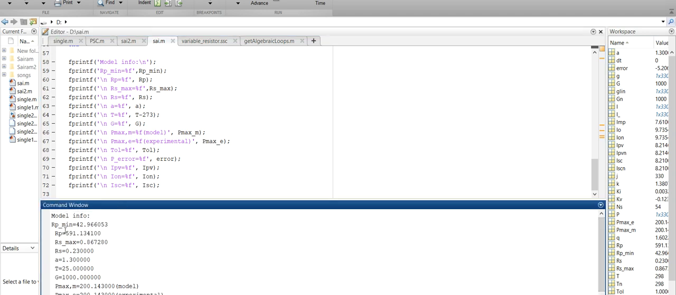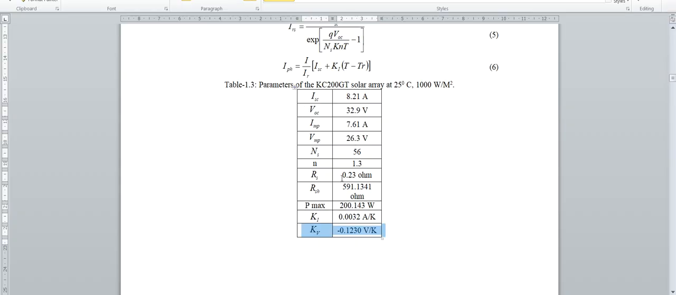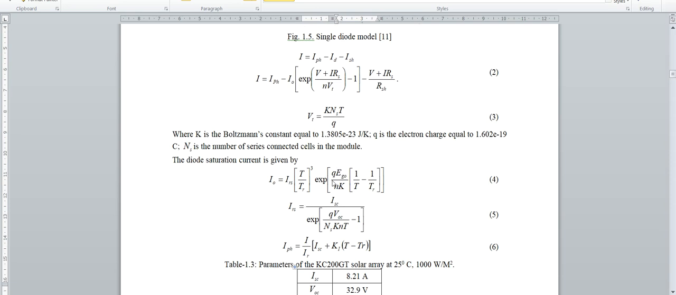Rp, meaning R shunt, is 591.13 ohms, and Rs is 0.2300. We have to see here the Rs and Rp values, Rsh. And here Eg is the band gap energy of semiconductors. In silicon, at 25 degrees we have to take the semiconductor band gap as 1.12 eV, like that. Nominal saturation current is also represented in equation 5. Here Vt is the thermal voltage, and Ns is the series connected cells at nominal temperature.